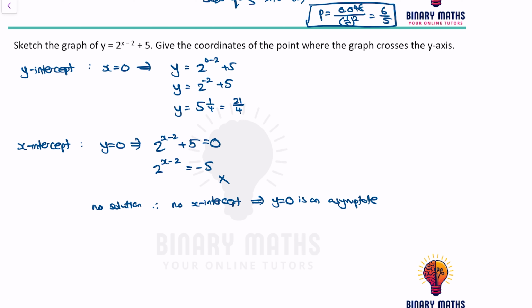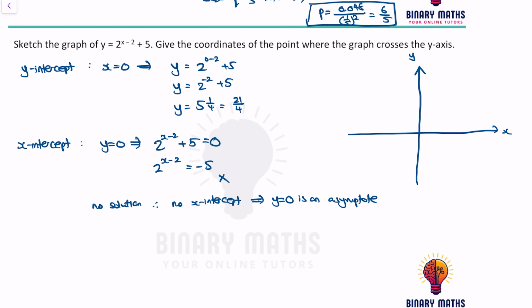So if I'm sketching this, 5.25, which is 21/4, is the y-intercept. Okay, we don't have an x-intercept, so y = 0 is an asymptote. So we know because it's 2 to the power of x, the first case, it's going to look something like that. So y = 2^(x-2) + 5.